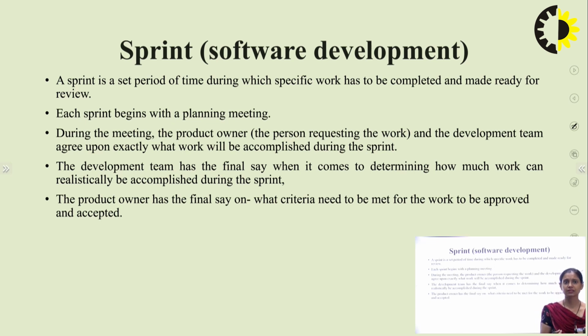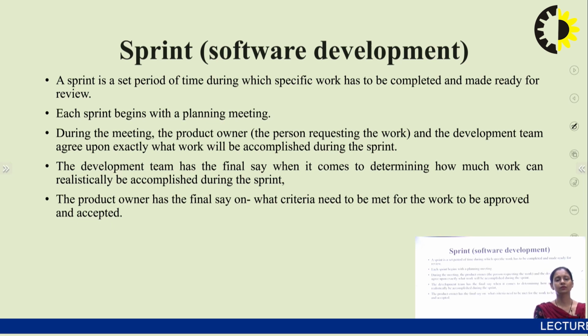Now how does it work? Each sprint begins with a planning meeting, because we have to plan a meeting to understand what all things will be done in this sprint. Then the product owner and the project owner both are required. The product owner is a person who needs the product, who is requesting the work that yes, I want all this work to be done. The project owner is the owner who makes sure that the requirements or the work that the product owner is requesting is being completed in a particular sprint.